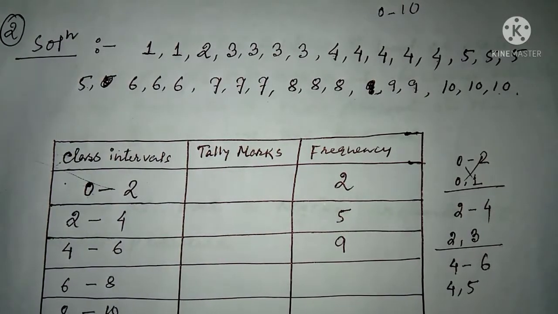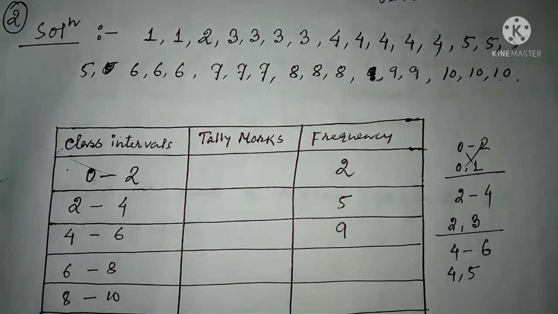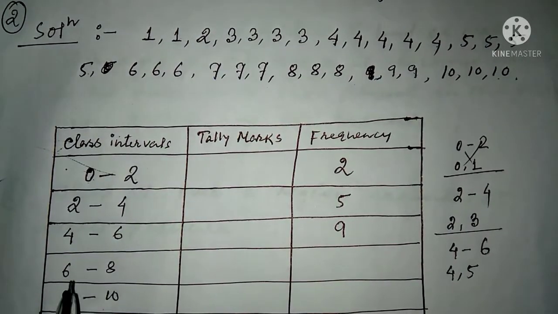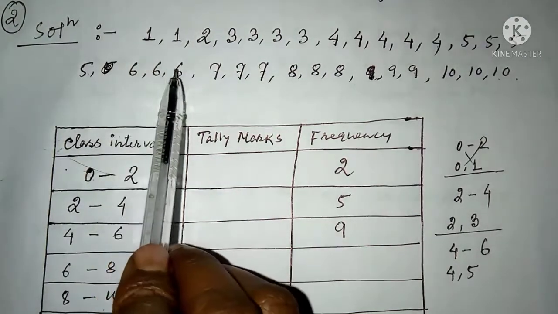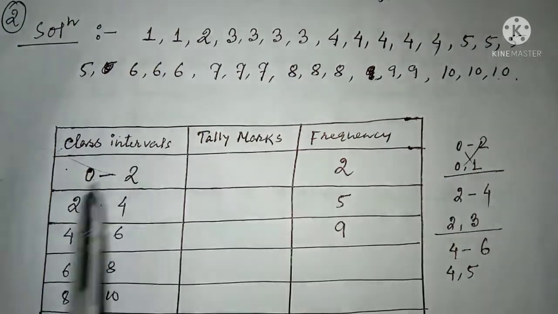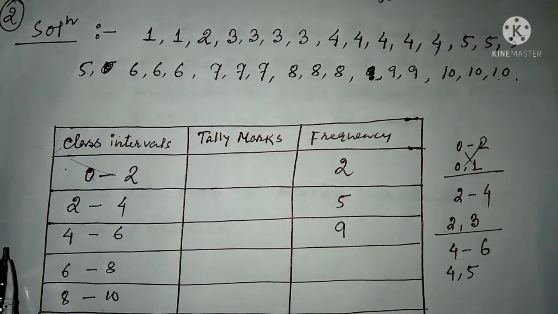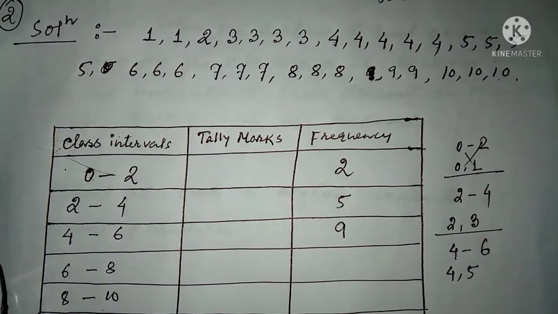Then next you come to 6 to 8. For 6 to 8 I need to count 6 and 7, because 8 is excluded. Now see, 1, 2, 3, 4, 5, 6. 6 and 7 are repeated how many times? That is 6 times.